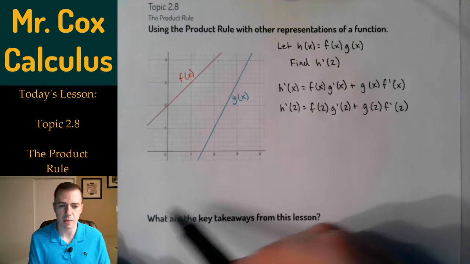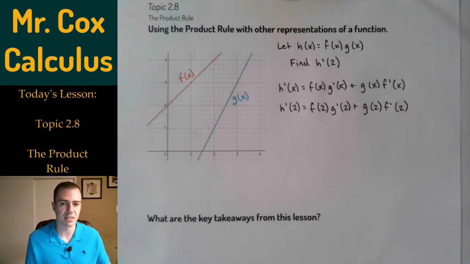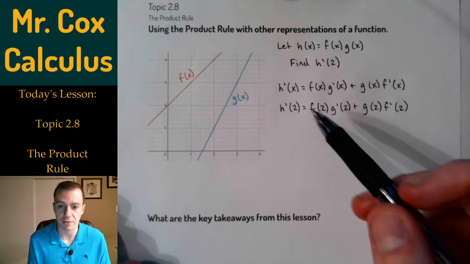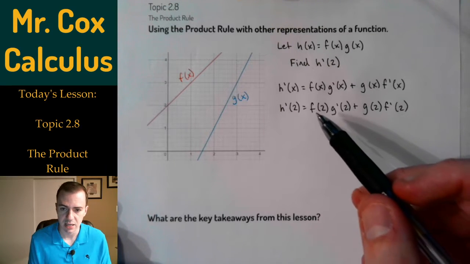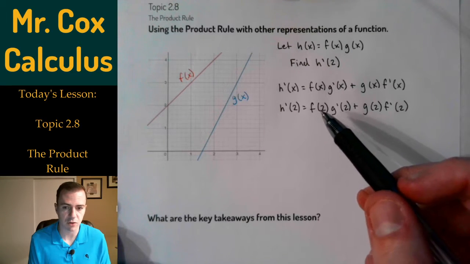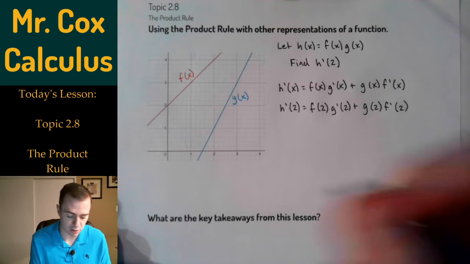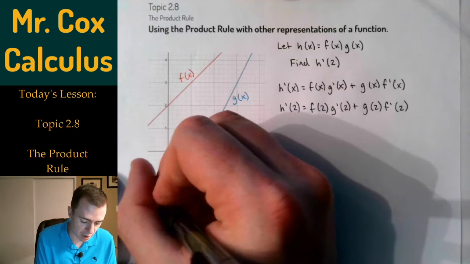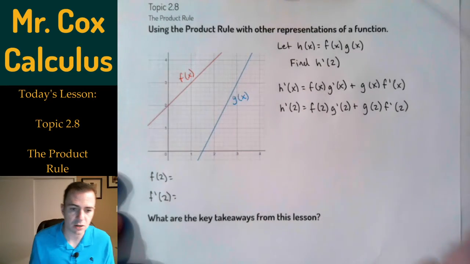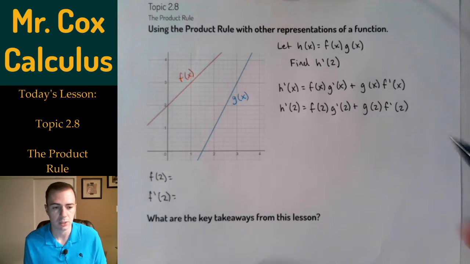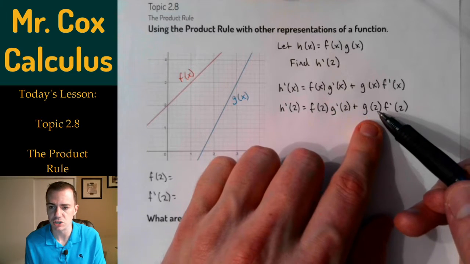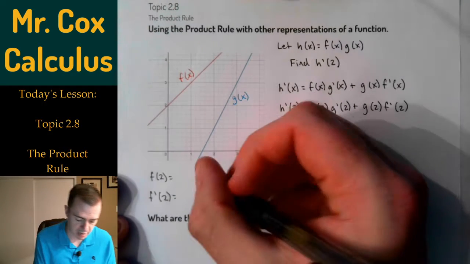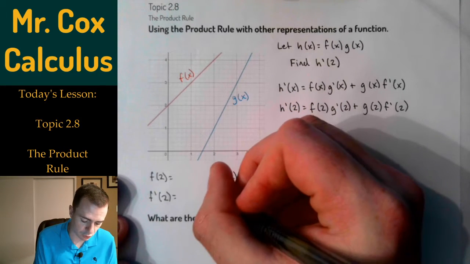So now let's come over here into this blank space and see if we can figure out what the values are for each of these things. If I take a look at the values for f, I need to know f of 2 and I need to know f prime of 2. So f of 2, I need to figure that out from the graph. I also need to know f prime of 2. And then the same is going to be true for the function g. I need to know g of 2 and g prime of 2.